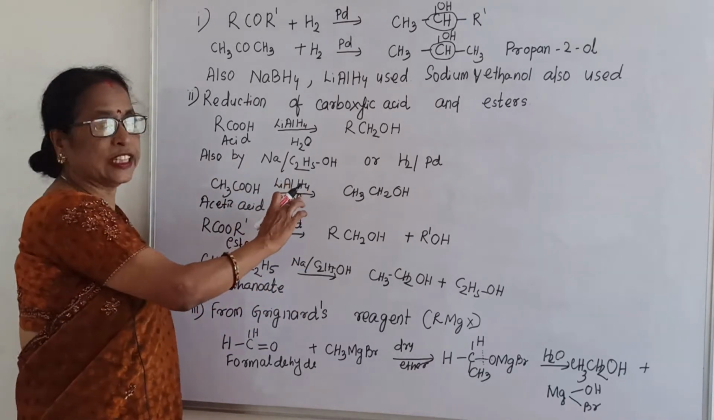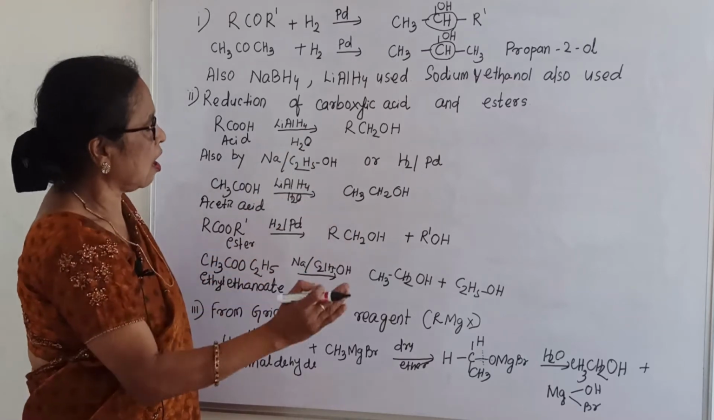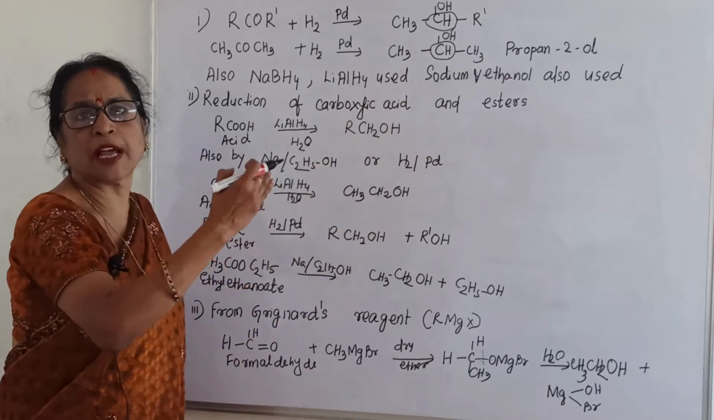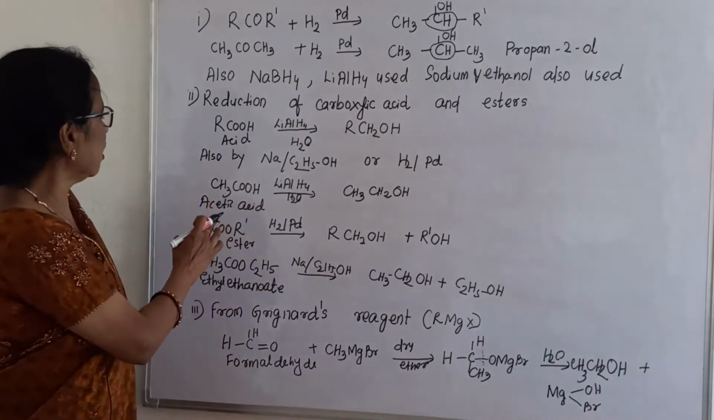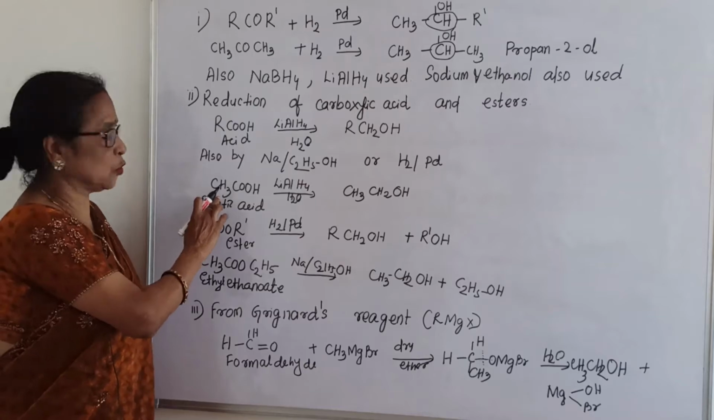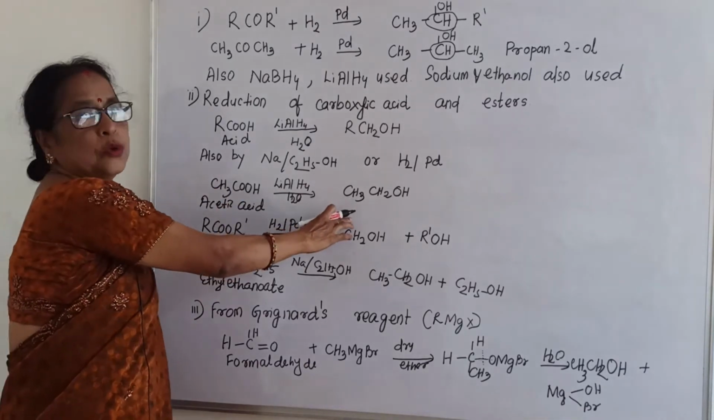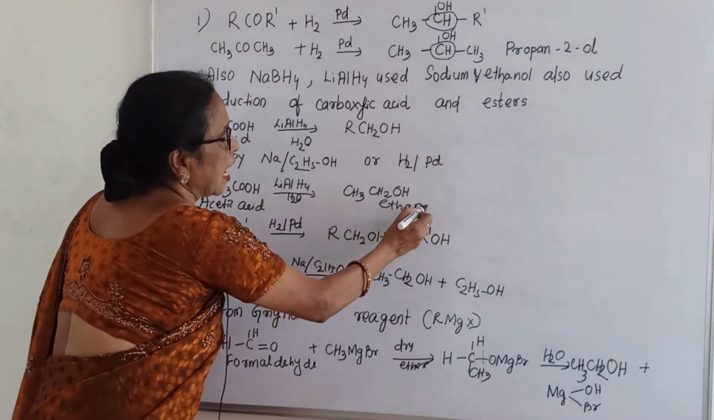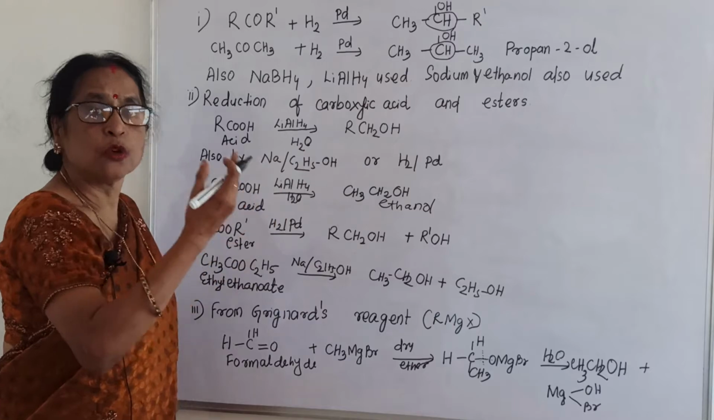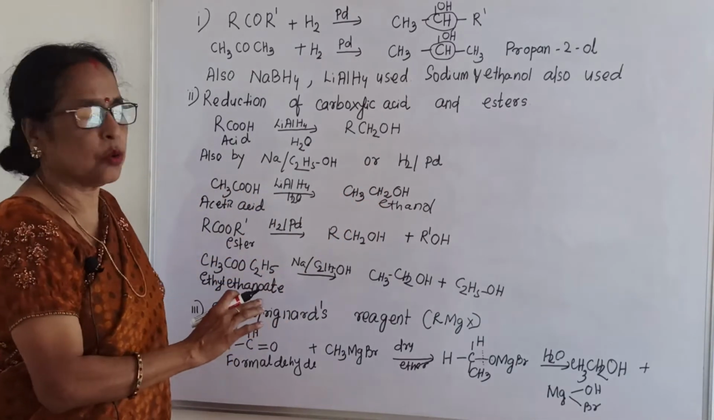In the presence of lithium aluminum hydride, or you can take sodium and ethyl alcohol, or you can take hydrogen and palladium, and here it gives alcohol. Now you can observe how many carbons you have? 2 carbons. Since there are 2 carbons, this is ethanol. What is ethanol? 2 carbon alcohol. That means here CH3CH2OH.